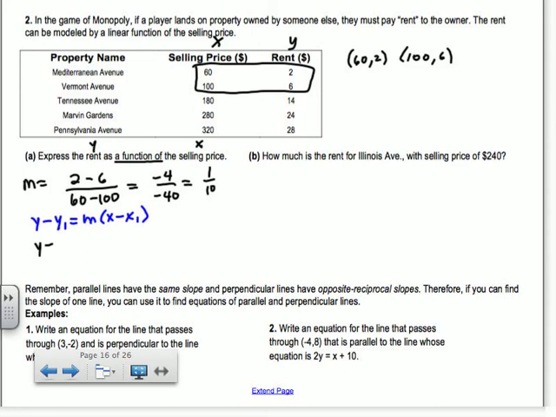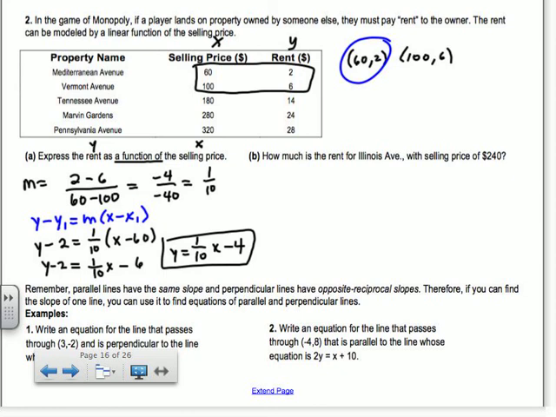So I have y minus, use either point, so I'm going to use 60, 2. So y minus 2 equals 1 over 10 times x minus 60. Multiply the 1 over 10 in, so it's 1 over 10x minus 60 over 10, so 6. Add the 2 over, so you get y equals 1 over 10x, negative 6 plus 2 is negative 4. So this will work for any of those properties.